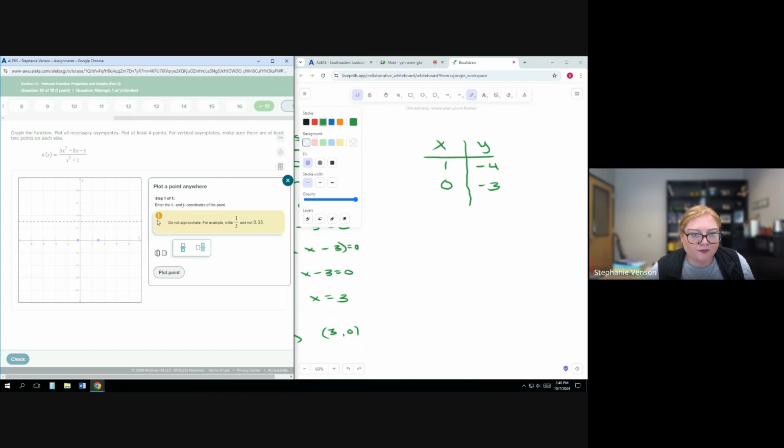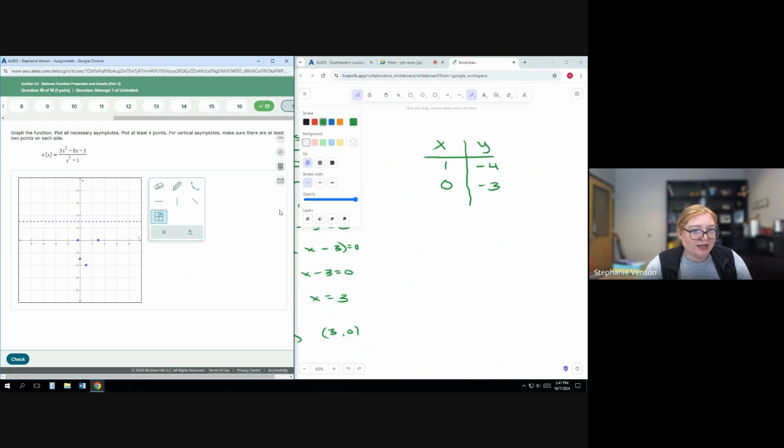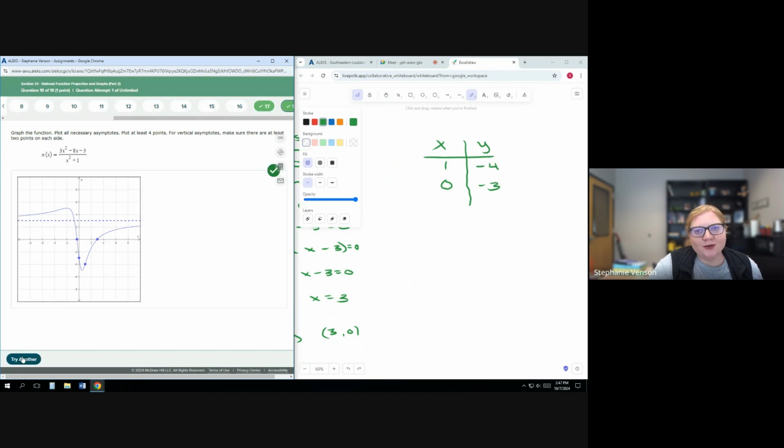I apparently have a point at 1, -4. Okay, and then also at 0 and -3. Okay, so now that I have the 4 points that it asked me to plot, I just click the Graph a Function tool, and it draws that beautiful graph for me, and I click Check, and there you have it.